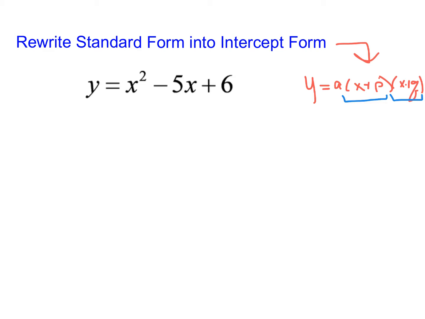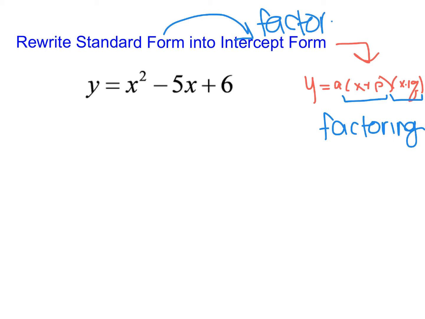So essentially what I have is two sets of parentheses being multiplied. Now, the only time in my math career that I've seen two sets of parentheses being multiplied like that was when we were factoring, and factoring specifically trinomials. So something that looked like what I see on the screen, that x squared minus 5x plus 6, where I would use my a, b, and c values to help me factor that further into two parentheses. So if we're going to move from standard form into intercept form, we're going to need to use our factoring strategies to help us do this.